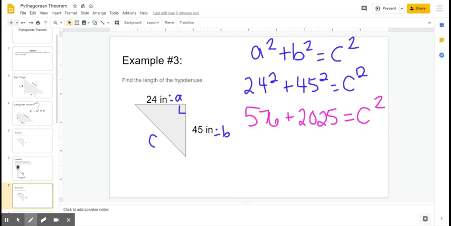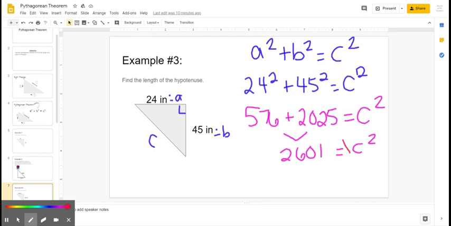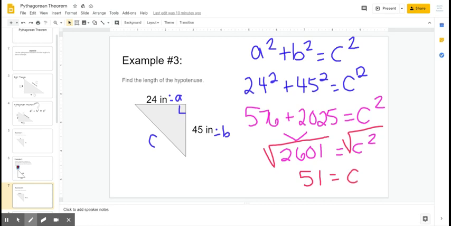And now we can continue to solve. So 576 plus 2025 will get us 2601. Make that equal to C squared. And now we have to do the opposite of squaring, which is finding the square root. So the square root of 2601 is 51. And this is 51 inches.